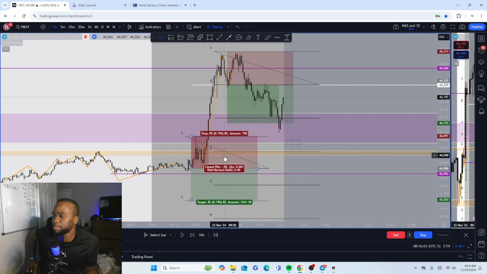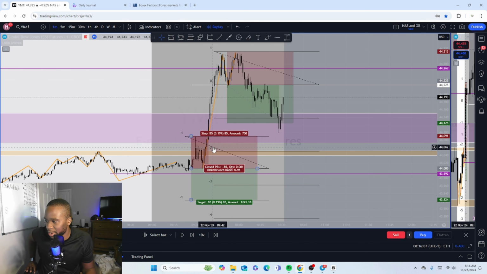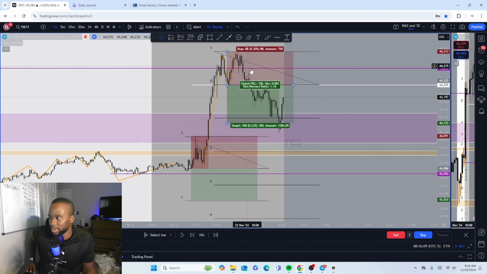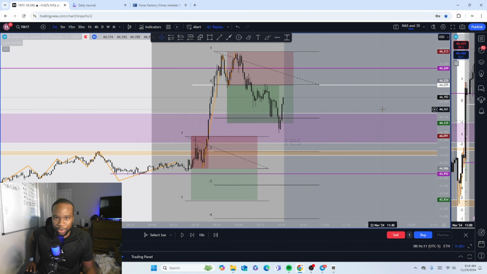It was an impatient play for this one. I should have waited for the actual structure break. But as you can see, when I seen an actual structure break for the strategy or for my edge, it actually did work out. So that was the breakdown. So breakdown finally completed.